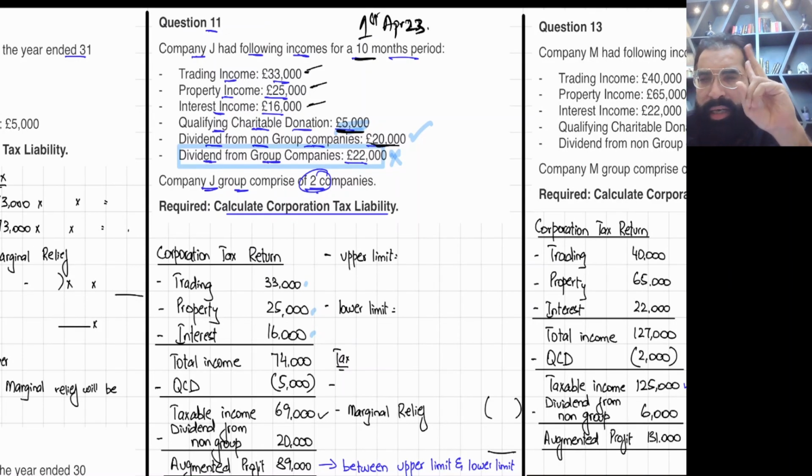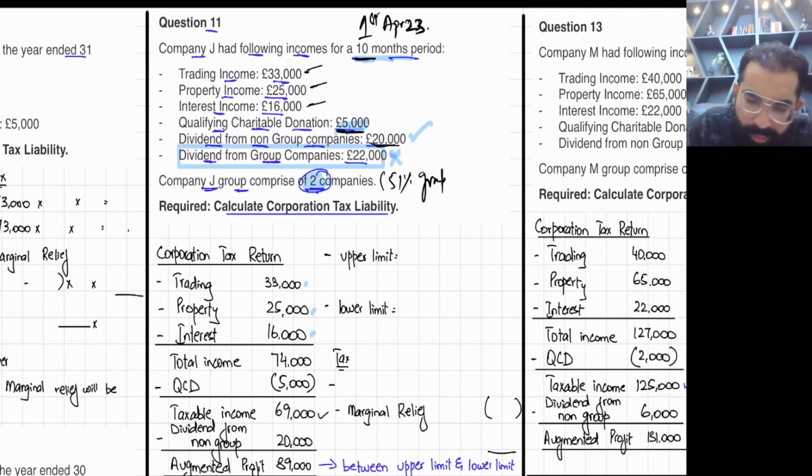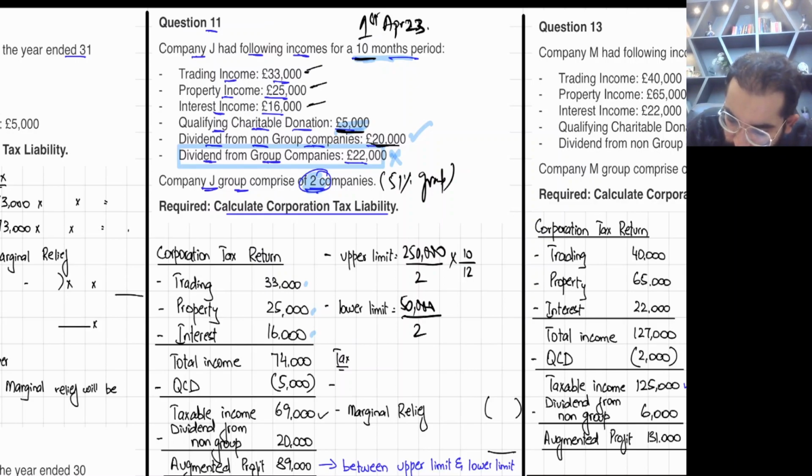You know, the limits are apportioned because of two reasons. Number one, if your accounting period is less than 12 months, and this time it's 10 months. Number two, you have two companies in the 51% group. So let's apportion it: 250,000 divided by 2 into 10 upon 12, then 50,000 into 10 upon 12, right?